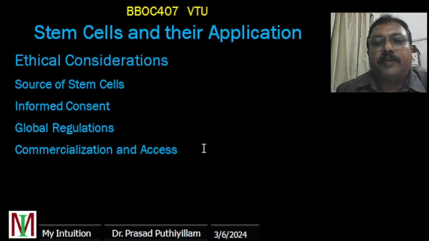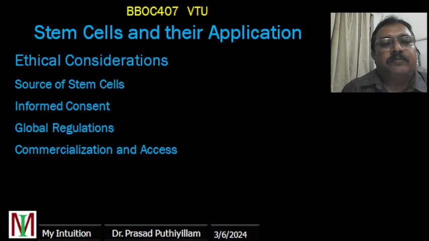Now comes the ethical consideration about the source, about the consent, about the global regulations, about the commercialization and the access. The source of stem cells: the main concern is using embryonic cells. Ethical questions come up because it involves destroying an embryo. The embryo is growing humankind, so how can that be? That concern is there, and debate is happening on that.